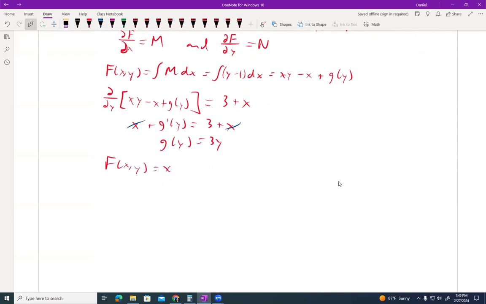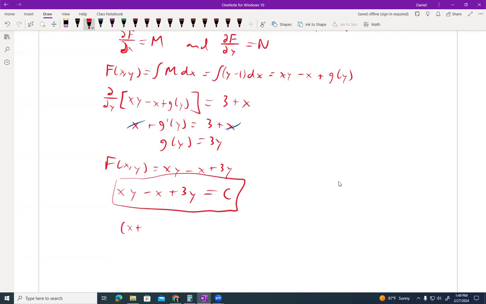So now we can update what our f of x,y is. f of x,y is now xy minus x plus g of y, okay? And then our final answer is we have to set this equal to a constant. So we have xy minus x plus 3y is equal to a constant. Okay. You could leave your answer like that, or you could solve for y in terms of x if you want to. If you did that, we could factor a y out of these two terms.